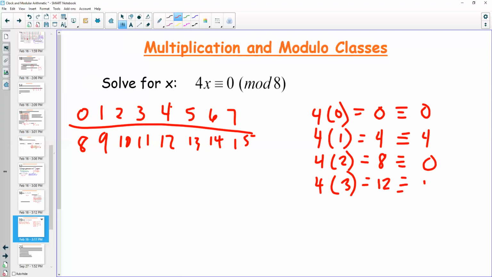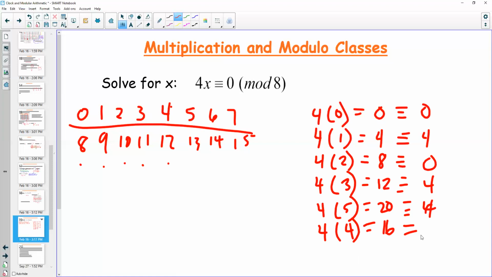That's equivalent to 4. Do you see what's happening here? 4 times 5 gets me 20. That's going to be equivalent to... Oh, I skipped one. That's going to be equivalent to 4. Because I forgot 4 times 4. I got all excited. Because 16 would be equivalent to 0. So there's a bunch of things that are equivalent to 0, right? There can be more than one answer.